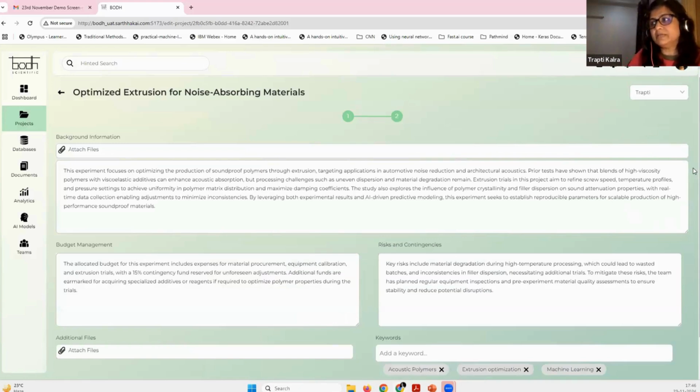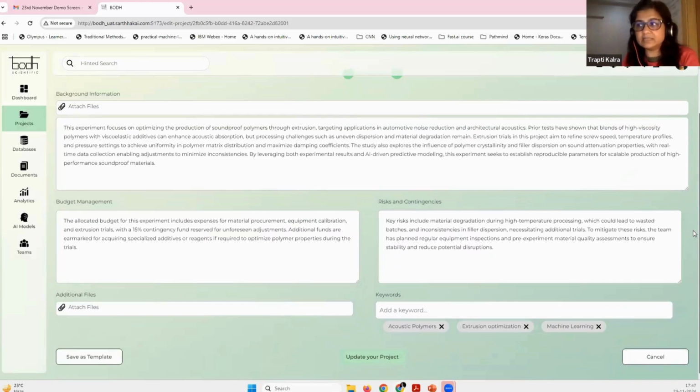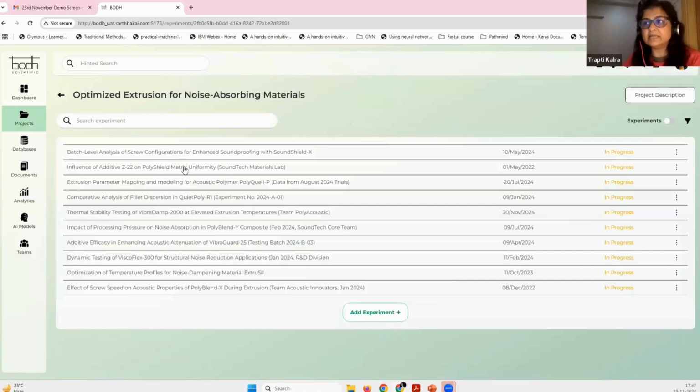So we bring in the description, and the more data the better. How will we manage the budget, the risks and contingencies? So we add all this information here, and we can then start looking at what kind of trials are actually happening. Now, since this is a sample demo project, what the team has done is they've come up with a polyquel type of acoustic polymer for which they're trying to improve the properties. And for this, they're trying to study how they can improve the extrusion throughput such that they get better properties.